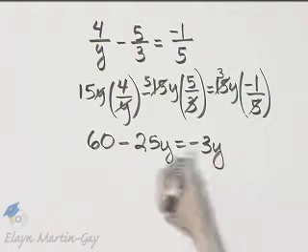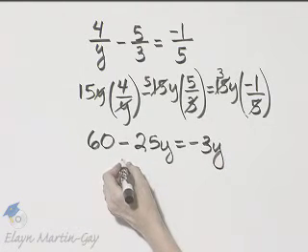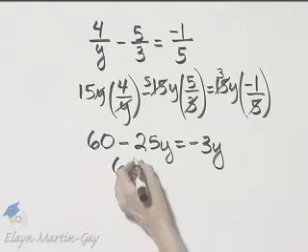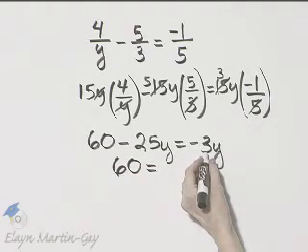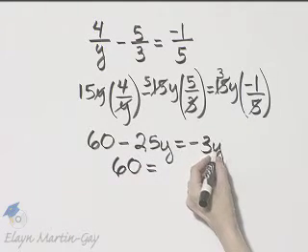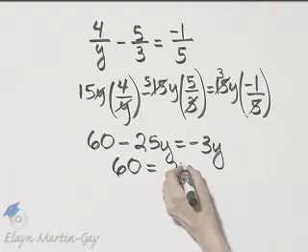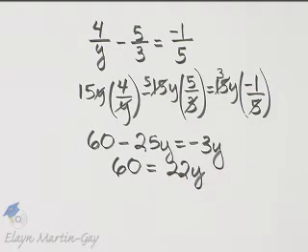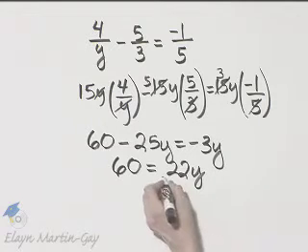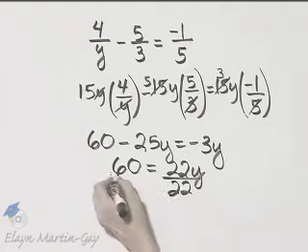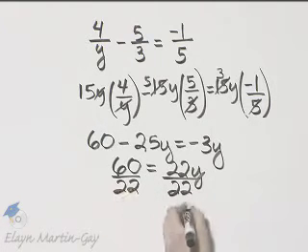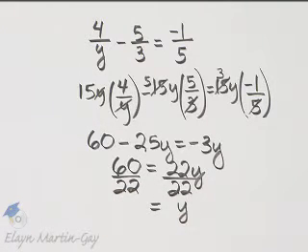I'll add 25 to both sides. Now you may want to take a step to do that, but I'll have negative 3y plus 25y, and that will be 22y. And then how do I finish solving for y? I will divide both sides by the coefficient of y, which is 22. So y is 60 over 22.